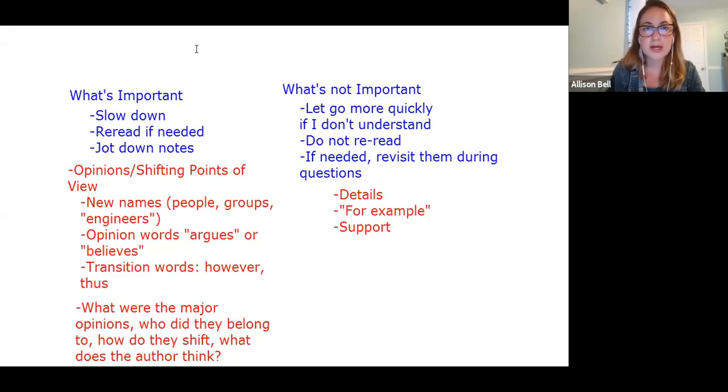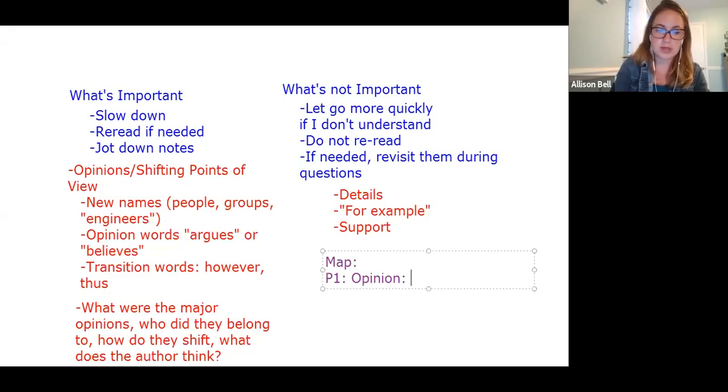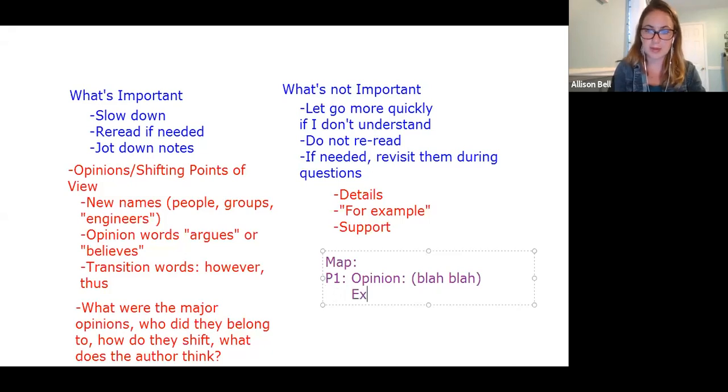When I walk out of a passage, what I want to have in my head is a map of the passage that looks something like this. Paragraph 1 had an opinion. Here's the opinion, blah, blah, blah. It also had an example. And I might just have one word for the example. Paragraph 2 had an opposing opinion. It belonged to this person named JT. Here's what JT said, blah, blah, blah. And it also had some support.